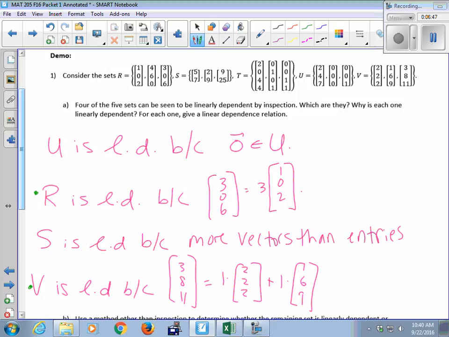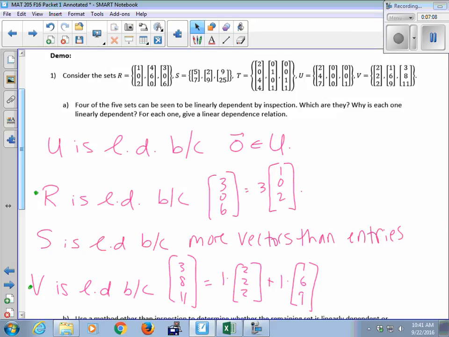And then the other two are the zero vector and more vectors than entries. All right, so those are theorems, and we can talk about why each one creates a linearly dependent set. But first we need to talk about what the definition of linear dependence is, right? Once we know that, we can see why these work.